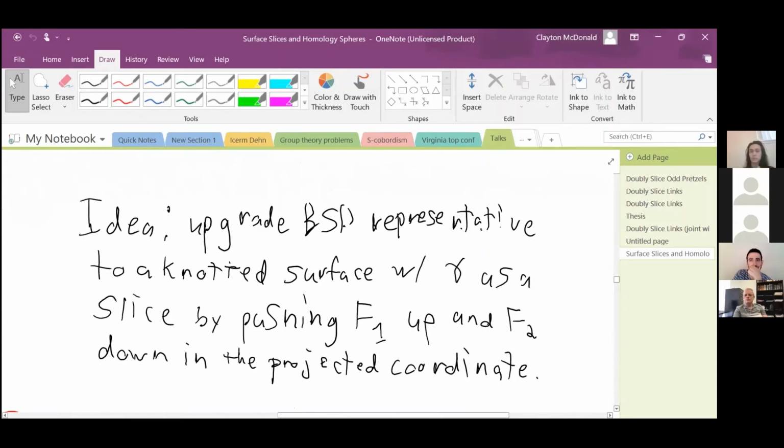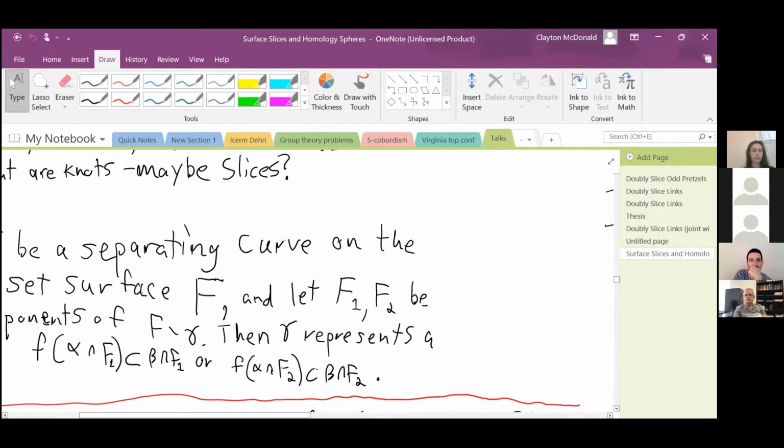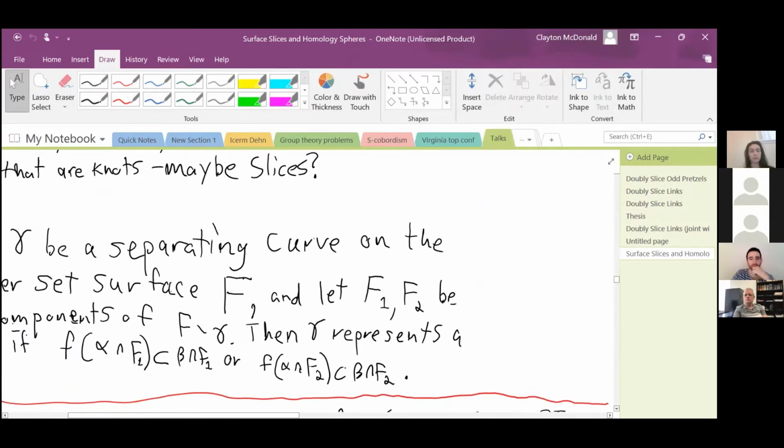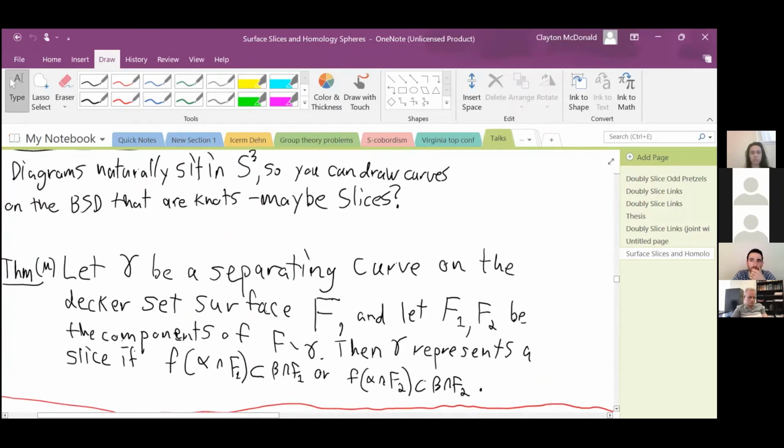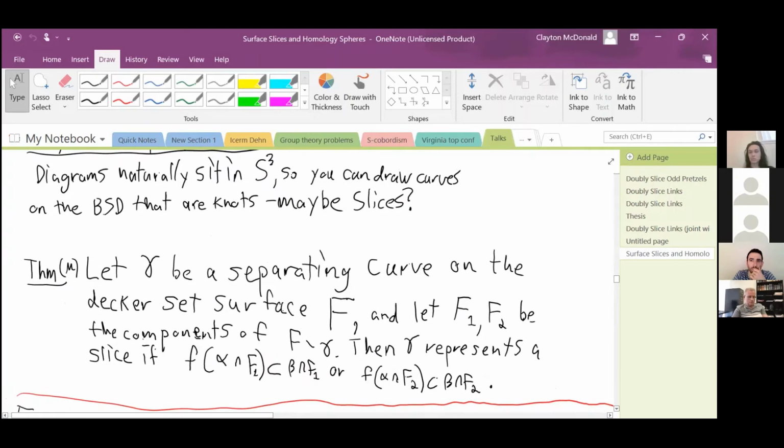Okay. So you can see alpha of F1 is contained in beta of F1. That says that, if alpha is the above curve, then as we push F1 down, we want to make sure that the things it's above are never contained in F2. Otherwise we would crash into F2 as we're trying to push everything down. Okay. Questions about that? Okay.